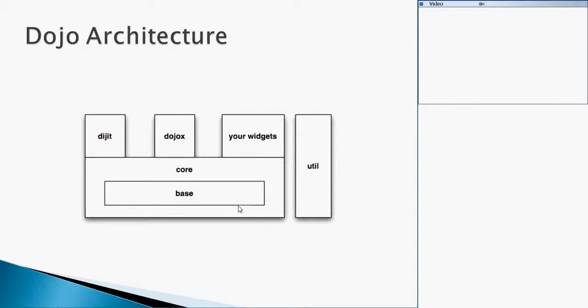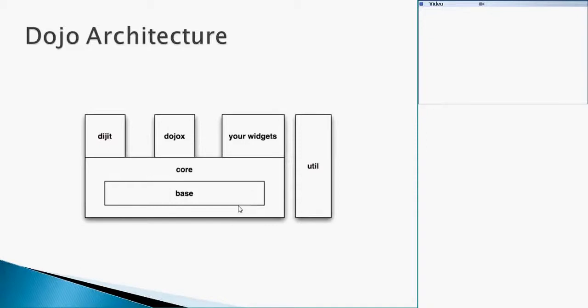And there is some util library also with Dojo, which some of the Digit and some of the Dojo X things use. And these are your widgets. You can write your own code, make your own widgets, and extend the Dojo or Digit widgets into your custom widgets and place them inside. After the build, all these things can go into a single file.